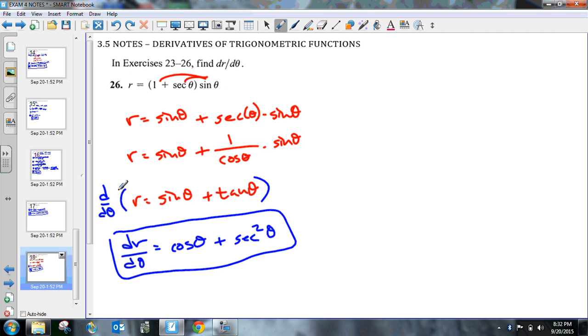We've got to combine rules. We've got to combine the quotient rule, the product rule, power rule, all those rules we've already learned, guys. We've got to use them all.